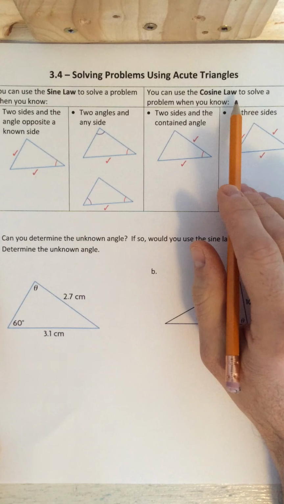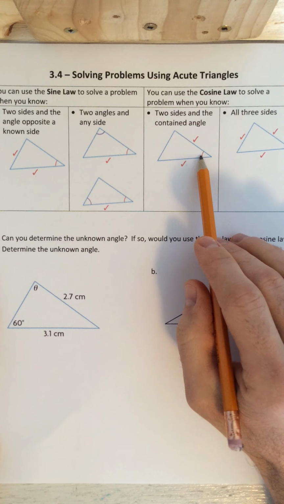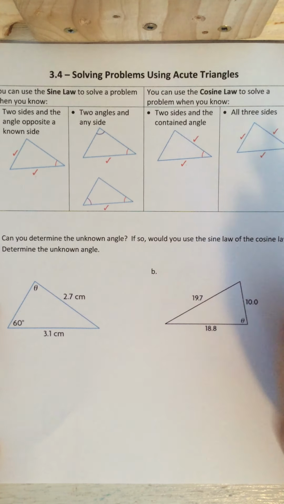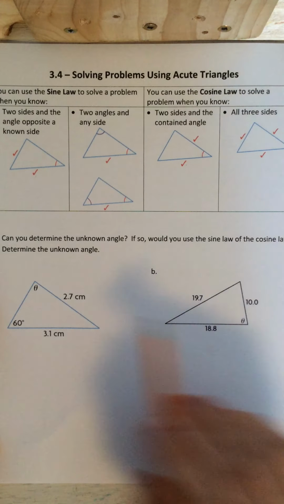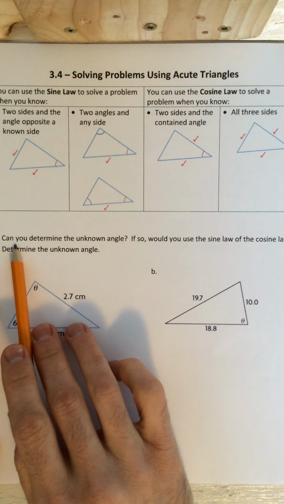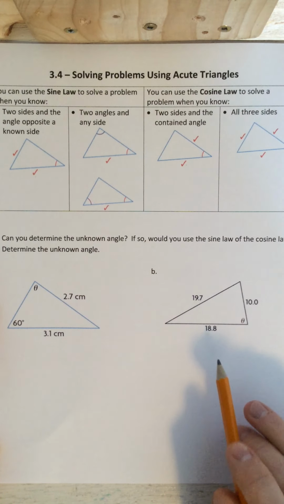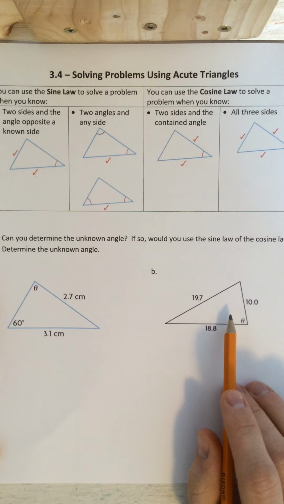The cosine law, on the other hand, you need to have two sides and a contained angle, or the angle in between two sides, or you need to have all three sides when solving for an angle. So if we look at this first problem, can you determine the unknown angle? And if so, would you use the sine law or the cosine law? And then we're going to determine the unknown angle.